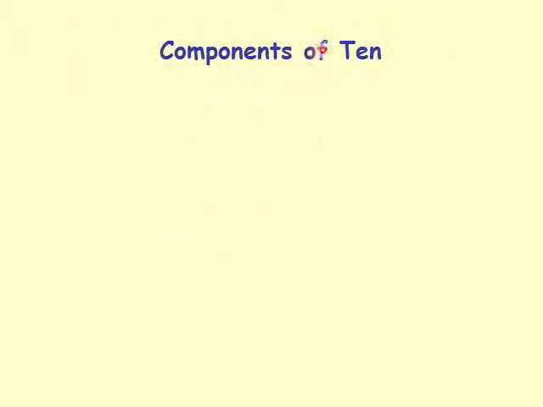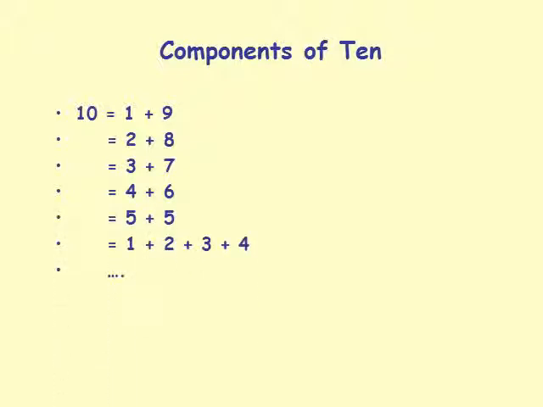Now we're going to study components of 10, and let's see what they are. 10 is 1 plus 9, is also equal to 2 plus 8, is also 3 plus 7, is 4 plus 6, 5 plus 5, and 1 plus 2 plus 3 plus 4, and like this. You can find other components that make up 10. We will try to find these components to simplify our addition problems.